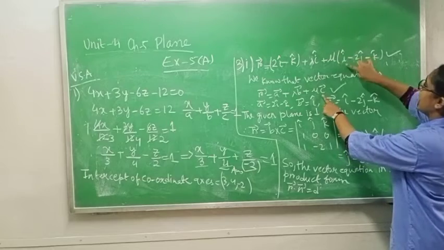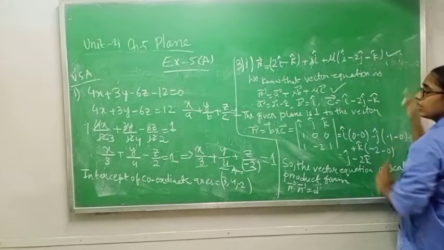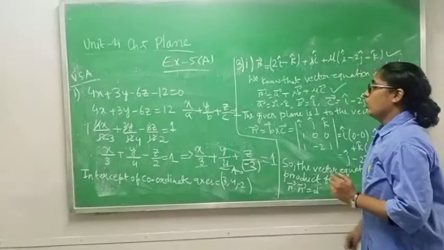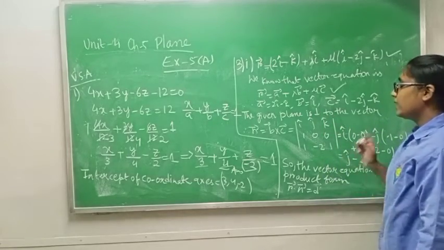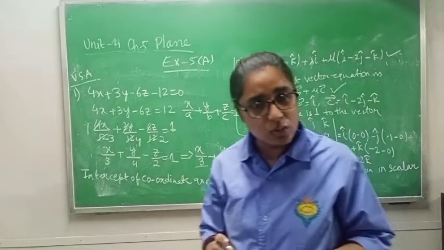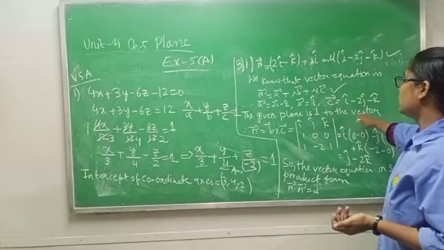Now c vector is i cap minus 2j cap minus k cap. So you got a, b and c values. The given plane is perpendicular to the vector. Why is the given plane perpendicular? Because n is normal, and normal means perpendicular only. So you can also write that the given plane is normal to the vector.